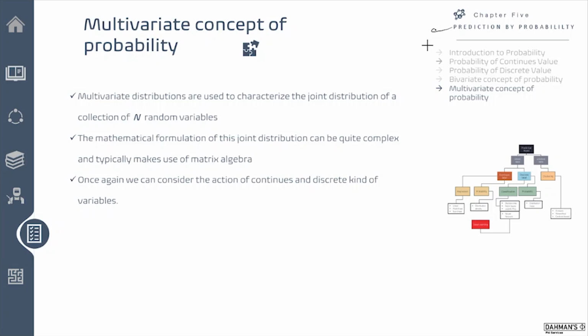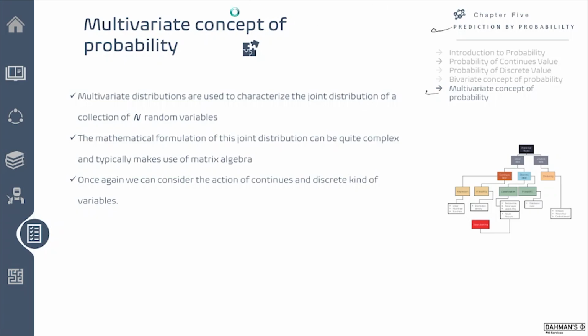Hi, we are in Chapter 5, Prediction by Probability, at the outline of the multivariate concept of probability. We have covered so far bivariate and univariate concepts of probability, given that the variable could be discrete or continuous. Now, for three or more random variables, the PDF, the PMF, and the CDF are defined in a similar way to what we have already seen for the case of two random variables.